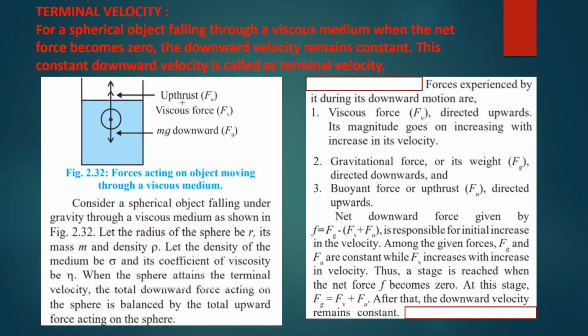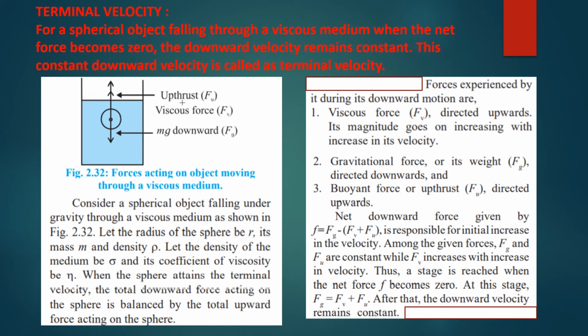Moving to the next concept of terminal velocity, let us consider a spherical object falling under gravity through a viscous medium as shown in the figure. Let the radius of the sphere be r, its mass m, and density rho. Let the density of the surrounding medium be sigma and its coefficient of viscosity be eta.